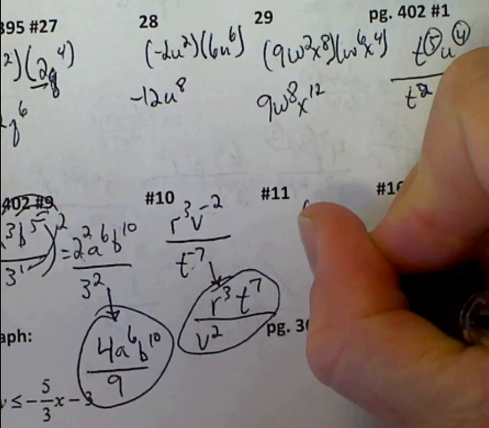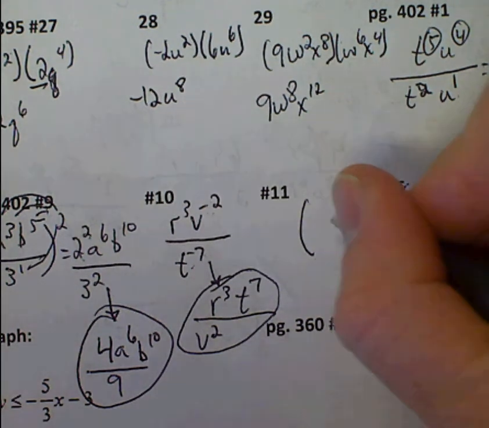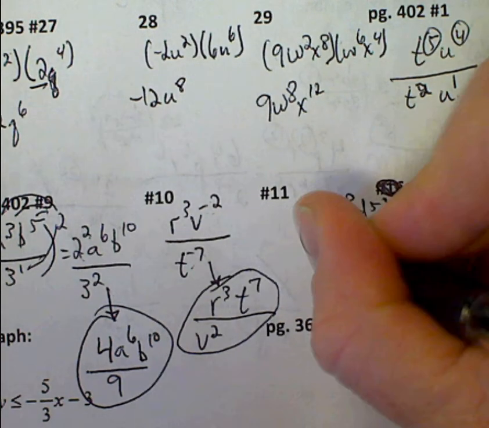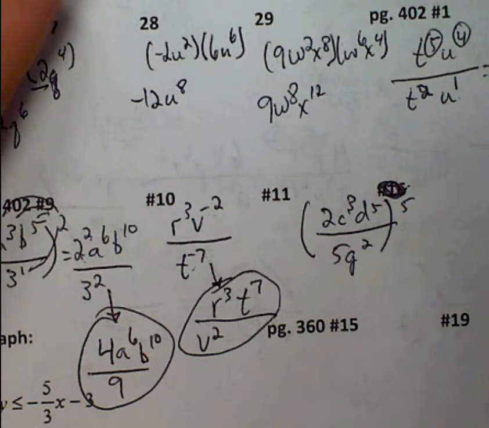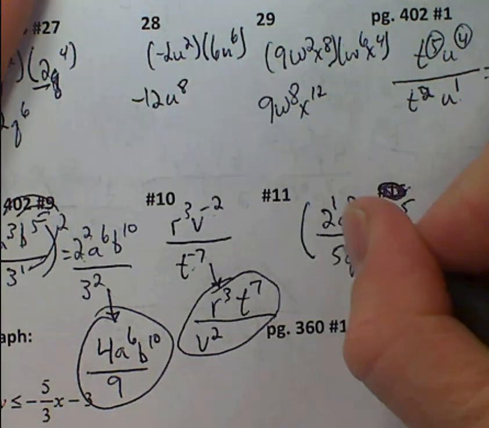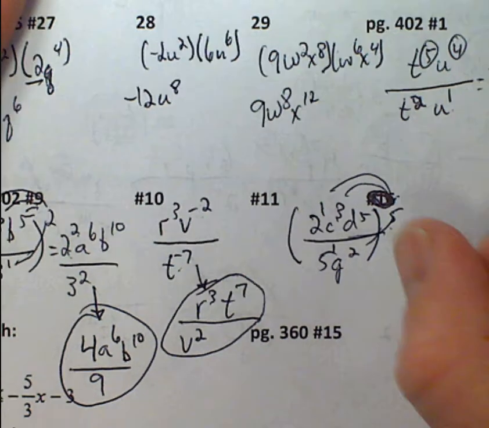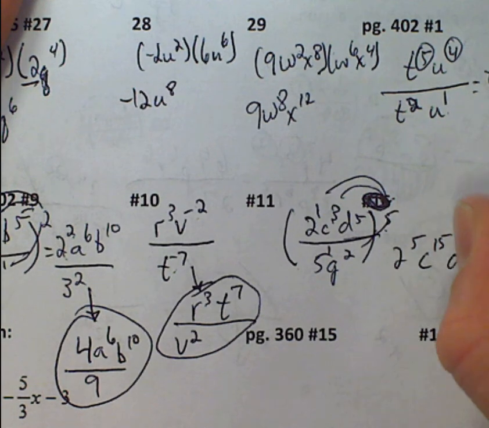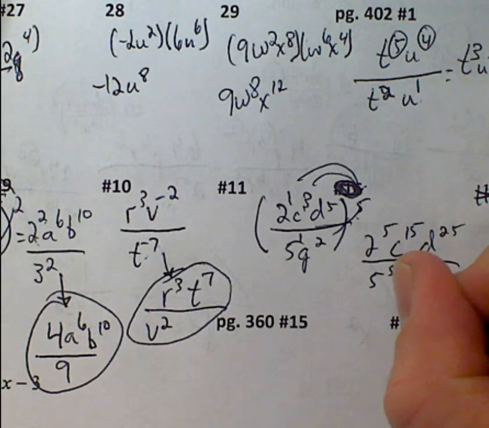Number 11. And I'm going to cross out the 16 and put it over here, so I have enough room. 2c to the 3rd, d to the 5, over 5, g squared, all raised to the 5th. So, 2 to the 1st, 5 to the 1st, and then I'm going to distribute this to all. So this becomes 2 to the 5, c to the 15, d to the 25. This becomes 5 to the 5, g to the 10.